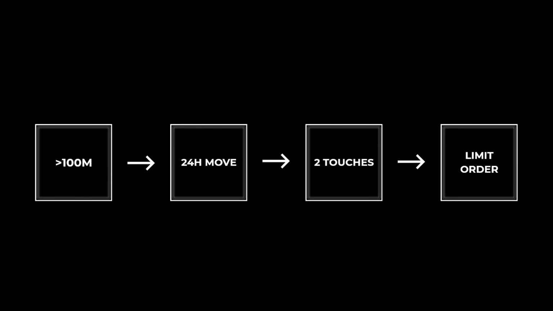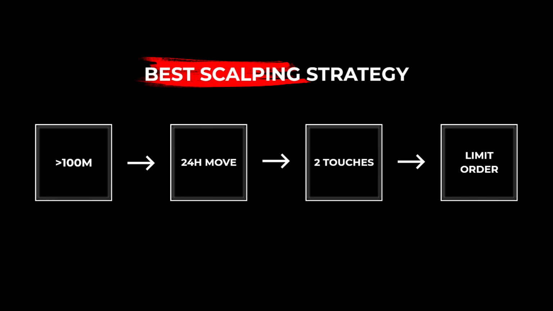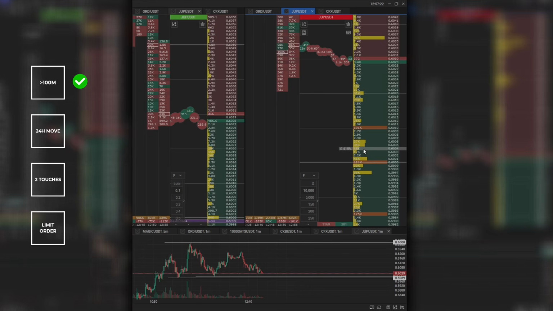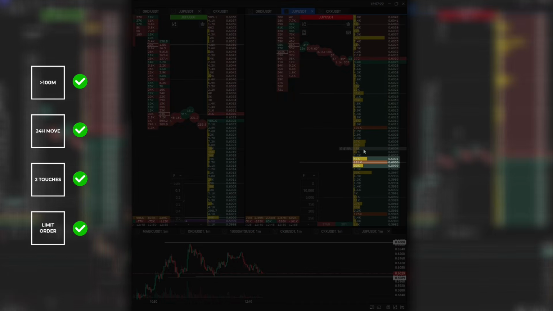Now, when we combine all 4 rules together, let's look at the real trade I recorded live so you can clearly understand how it works. Starting from the beginning, the instrument had over 10 million in trading volume that day. It is in priority right now. We had a level with at least 2 touches, and the order book at the exact level of 0.6 showed a limit order of 120k.